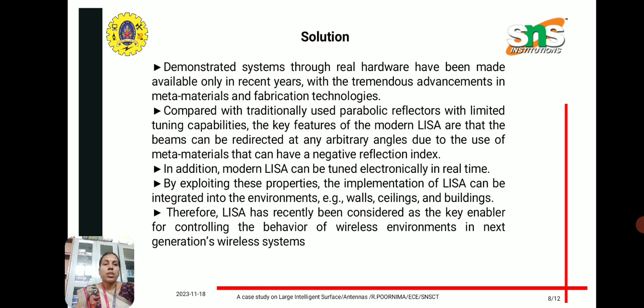Compared with traditional reflectors, that is parabolic reflectors which have limited tuning capabilities, the features of the modern LISA are that the beams can be redirected at any arbitrary angles due to the use of metamaterials which have a negative reflection index, and also it can be electronically tuned in real time. The implementation of LISA can be integrated into various environments such as walls, ceilings and buildings. LISA is recently considered as the key enabler for controlling the behavior of wireless environments in next generation wireless systems.